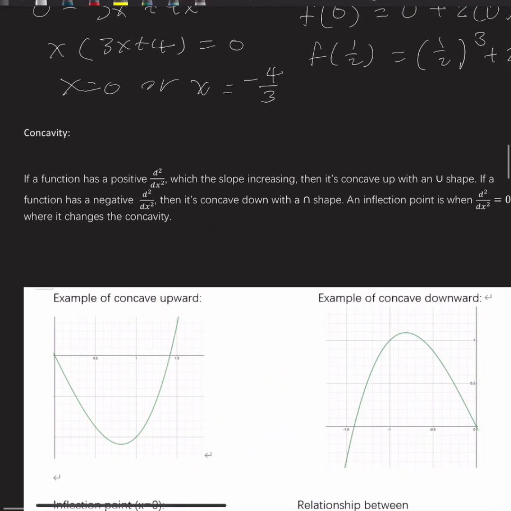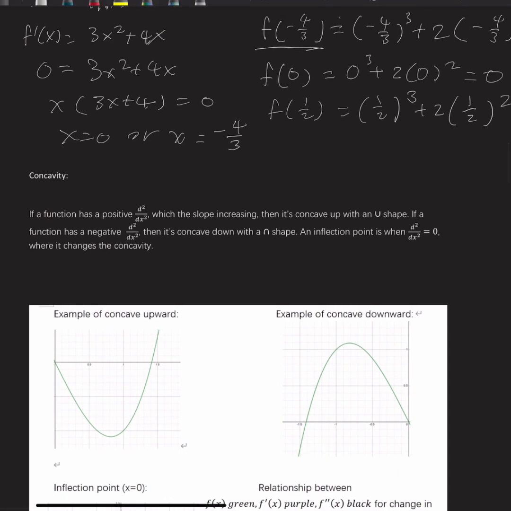If a function has a positive second derivative, where the slope is increasing, then it's concave up with a U shape. If a function has a negative second derivative, then it's concave down with a downward U shape. An inflection point is when the second derivative equals 0, where it changes concavity.